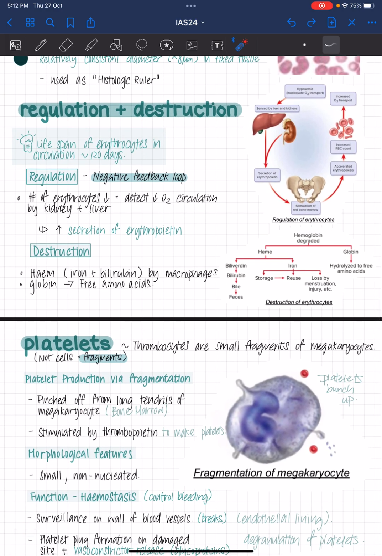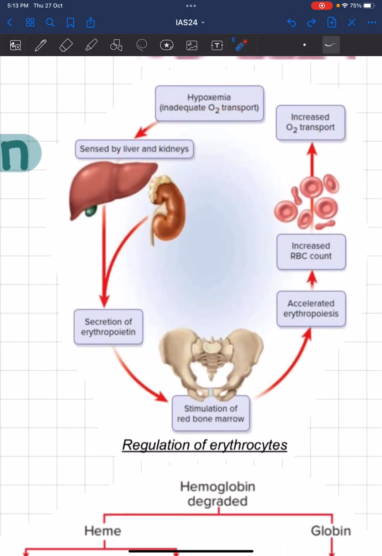So something you need to know is the regulation of red blood cells and also the destruction of red blood cells. So when you're asked to give an example of a negative feedback loop, you can always talk about the regulation of red blood cells. So if you're bleeding a lot, or something happens that results in low oxygen levels or low blood levels, this is known as hypoxemia, and this alerts the liver and the kidneys, in which they increase the secretion of EPO, erythropoietin, which is the glycoprotein hormone that stimulates red blood cell production.